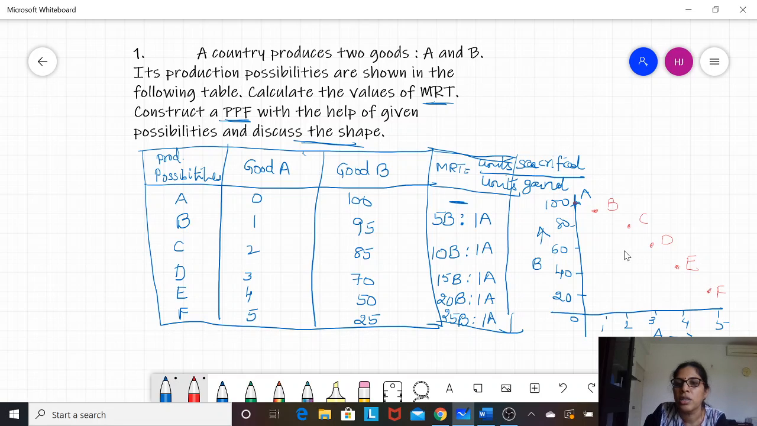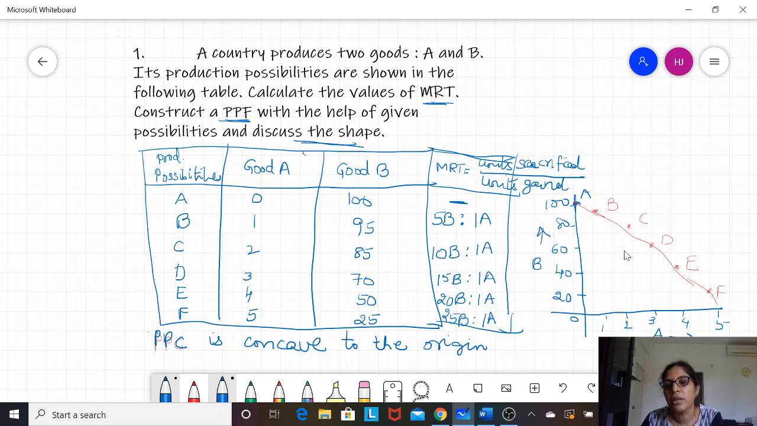So you just join them, okay, like this. This is your PPF. So we did the second component also. We constructed a PPF with the help of given possibilities. Now, discuss the shape. Now you will have to write your observation here. How is the shape? The PPC is, I'll just switch the pen. Okay, PPC is concave to the origin. You have to also justify your reason.